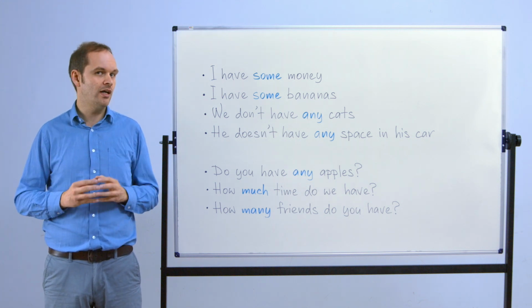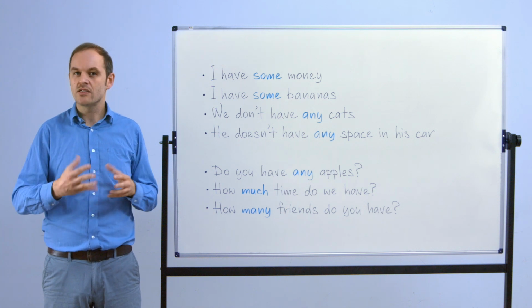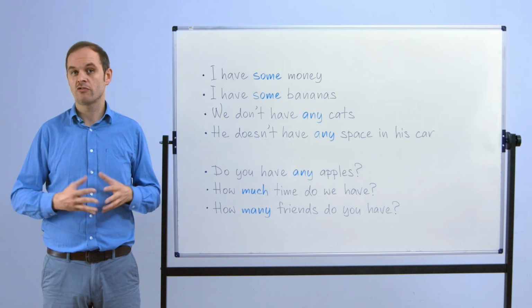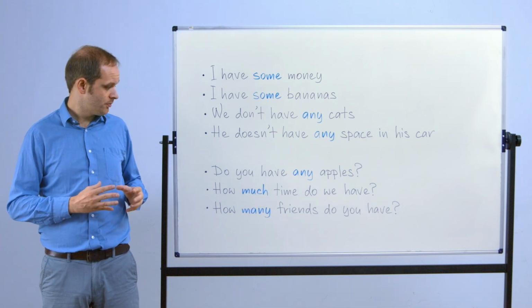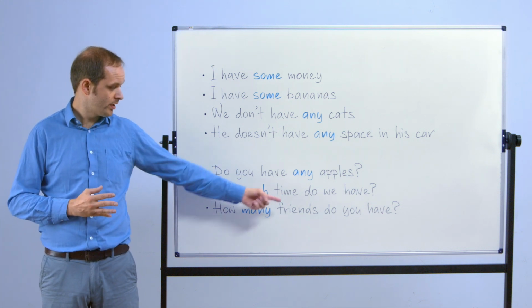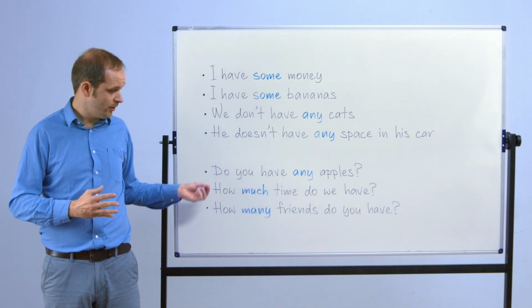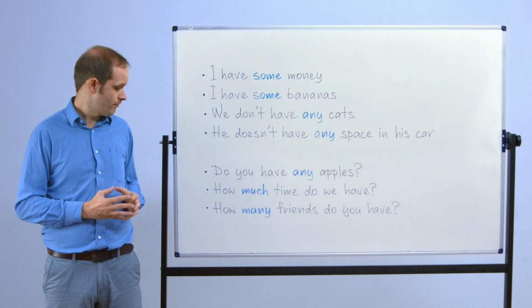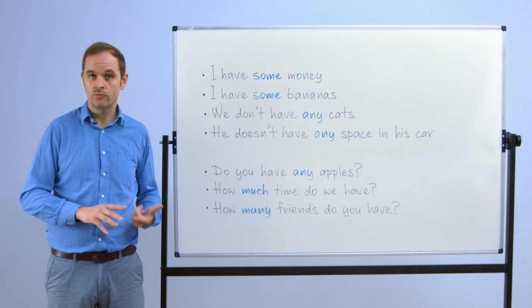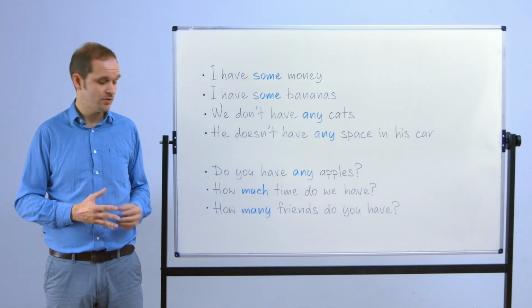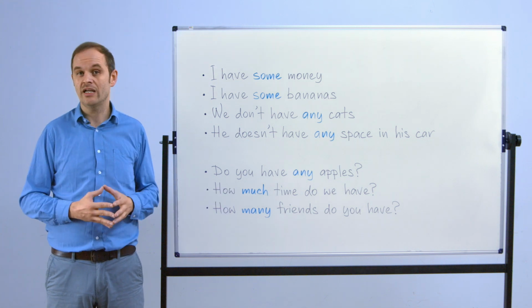Now, what we're going to look at now are the fairly basic question forms that we use to describe quantities. For example, how many and how much? Well, we use much with uncountable nouns. For example, how much time do we have? And how many with countable nouns. For example, friends. Well, 1, 2, 3, 4 countable friends. How many friends do you have?